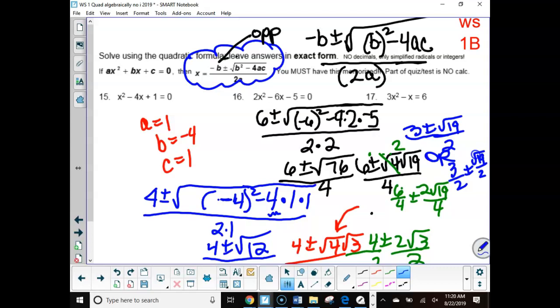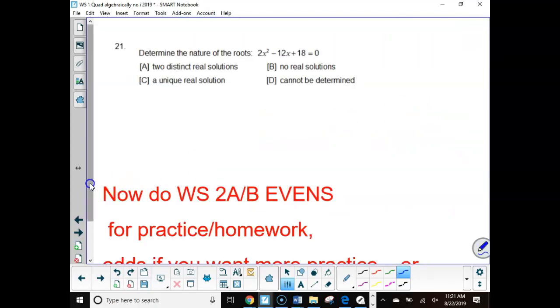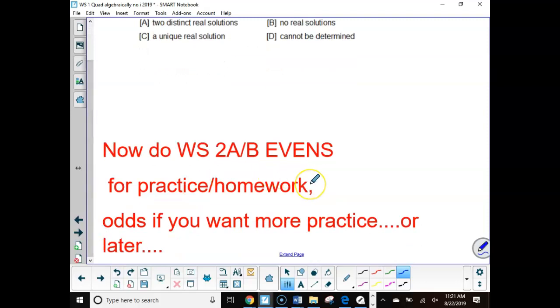Okay. I didn't get to one that has an imaginary answer, which is number 17. Work on starting this tonight. Tomorrow I will talk about the discriminant. I will talk about imaginary numbers a little bit. And then we'll take the pretest and you have the rest of the hour to work. Does that seem like a plan? So tonight, feel free to get started on worksheet 2, the evens.